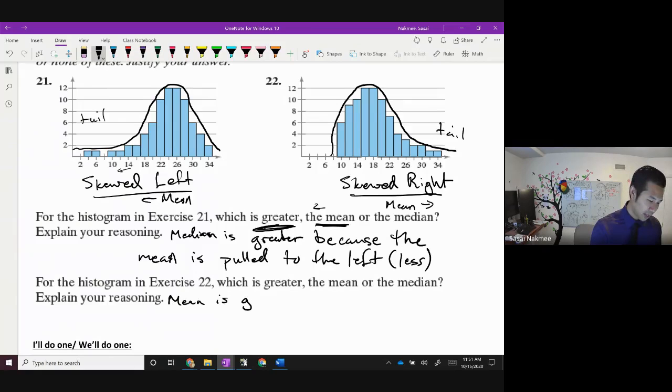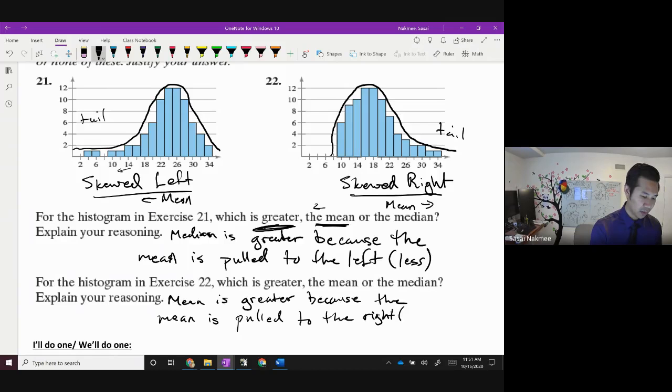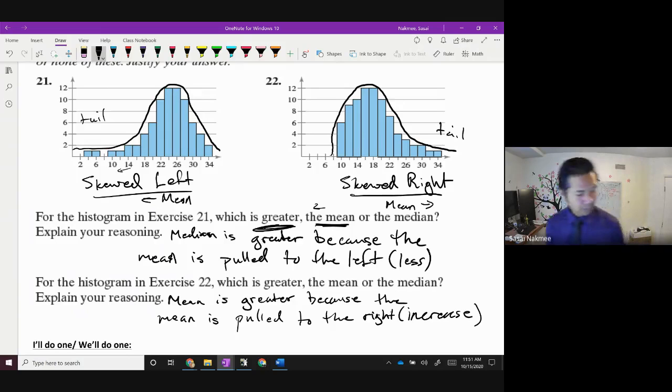Man, my writing is messy. The mean is greater because the mean is pulled to the right, which is an increase or more, which is an increase, right? That's that.